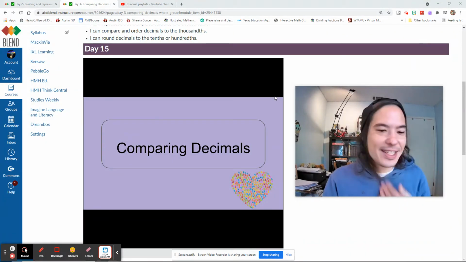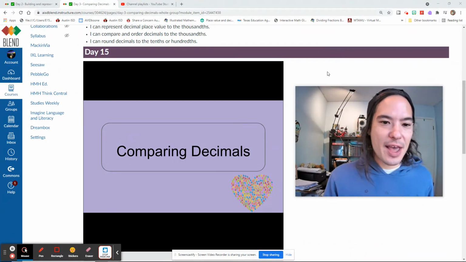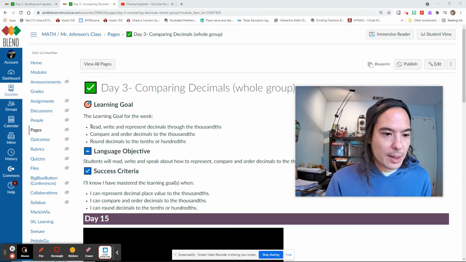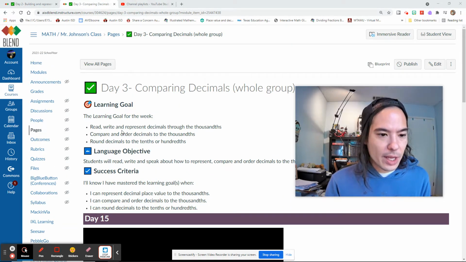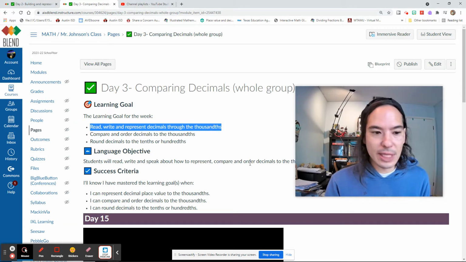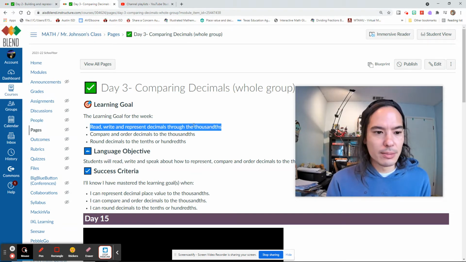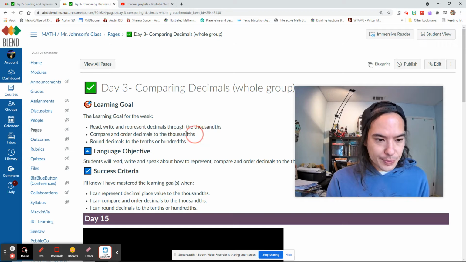Back again. It's another day. It's Wednesday, and we're going to talk about comparing decimals today. So, our goals for the week: read, write, and represent decimals through the thousands. At this point, we should be able to do that. If you're still not there, we'll keep on working on it. Remember, you can use the previous day's lessons, watch those videos again, or do any of those activities.